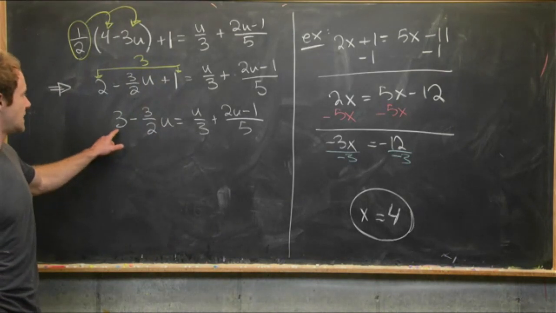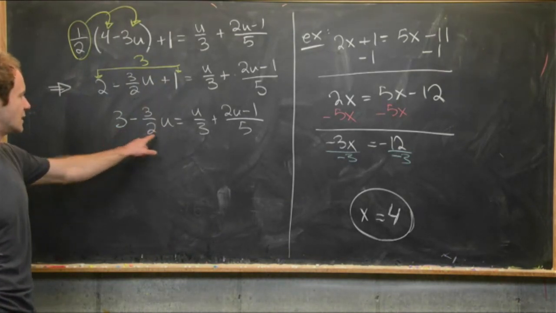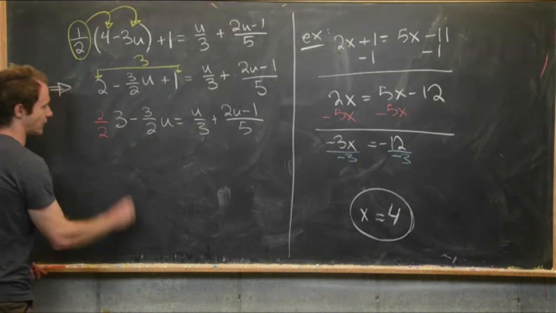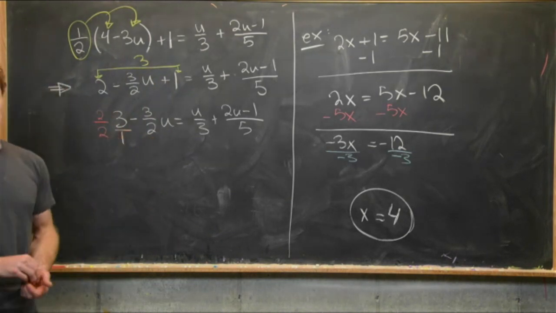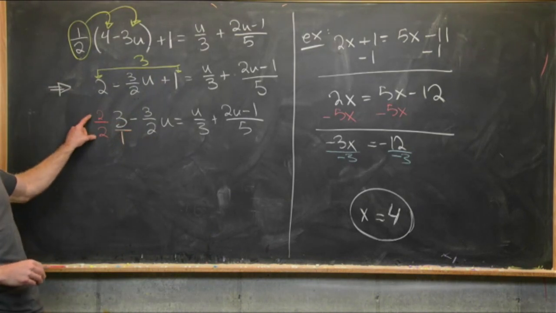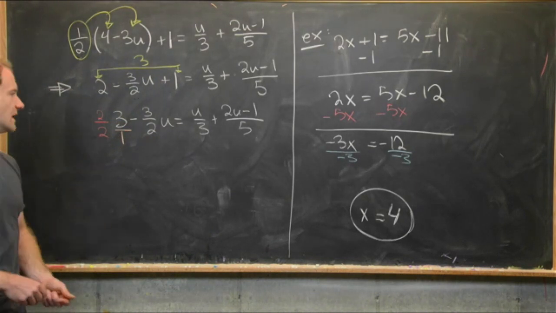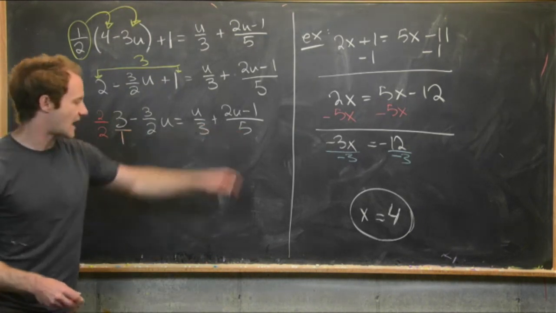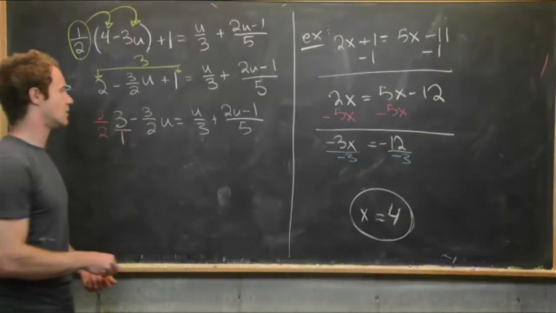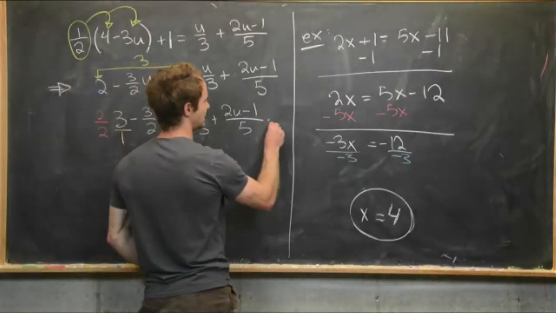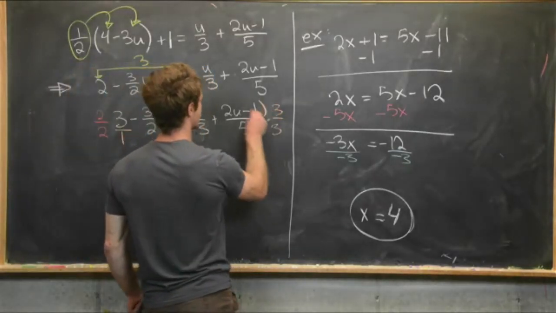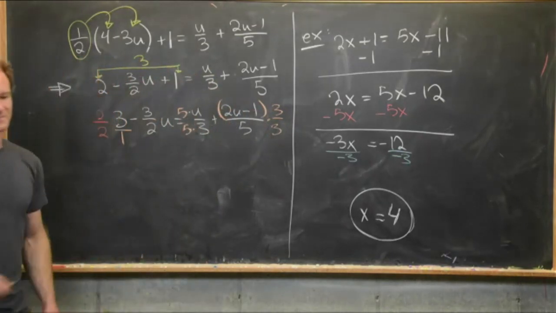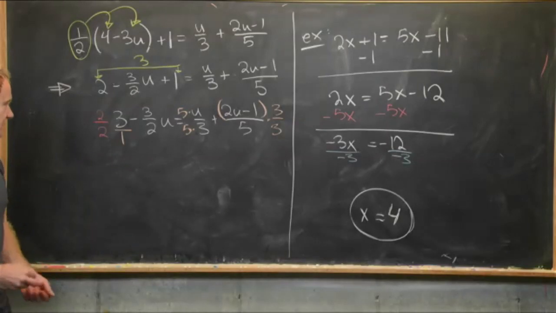Okay, so here the common denominator on the left-hand side of the equation will be 2. So we need to build this 3 over 1 up until it has a denominator of 2. We can do that by multiplying by 2 over 2. And then for the common denominator over here, we've got denominators of 3 and 5, so we should multiply until we have a denominator of 15. So we'll multiply by 3 over 3 here and 5 over 5 here. So let's see what that gives us.